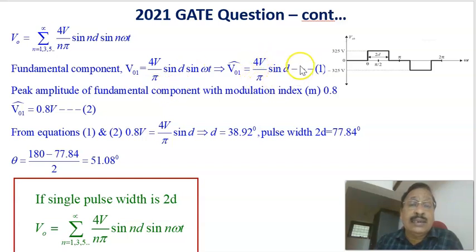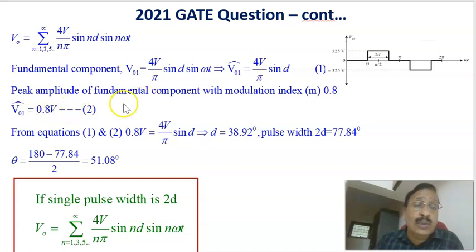So once you are getting the maximum magnitude in terms of the DC bus voltage, this is the DC voltage. 4V by pi sin D is equal to the maximum value of the fundamental. So the peak amplitude of the fundamental component with a modulation index equal to 0.8, that is the peak modulation index, as it is defined as the ratio between the peak value of the fundamental to the DC bus voltage, is equal to 0.8 times V. Therefore, the peak value of this one is already given in the problem as 0.8 times V.